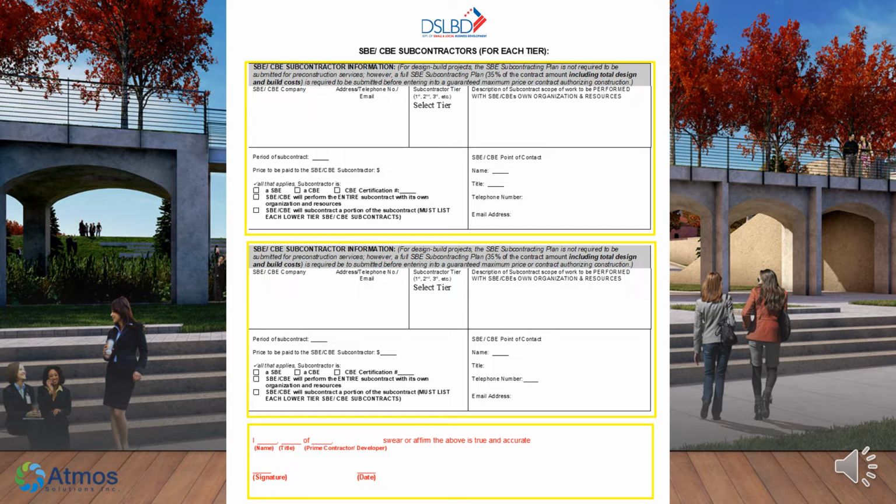You will see on this second page of the SBE subcontracting plan that there are two boxes for you to report information on your lower tier subcontractors. If you have more than 2 lower tier subcontractors, you will have to make a duplicate of this second page of the SBE subcontracting plan to complete your plan in its entirety.